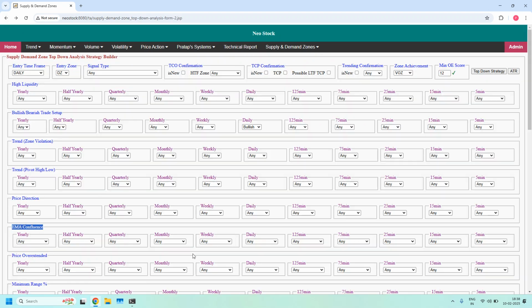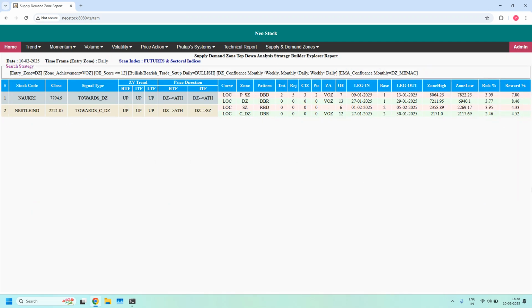So in the EMA confluence at monthly time frame, I am setting the filter: monthly demand zone is having monthly EMA confluence or not. With this filter, we got both the stocks. So these 2 are even more high probability trade setup supported zones. So this is about bullish trade setup for monthly income trade. Next, bearish trade setup for monthly income trade.